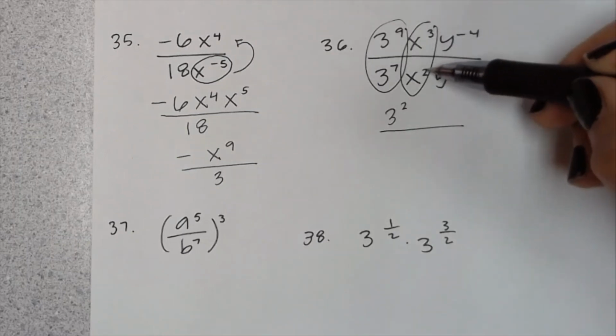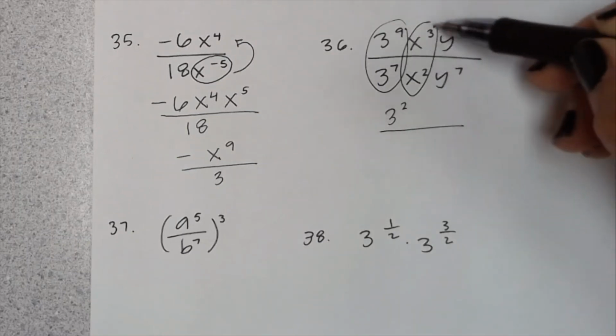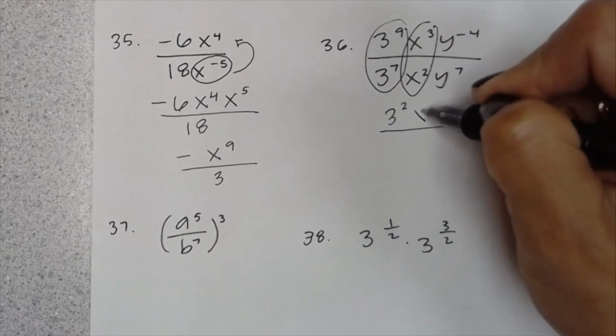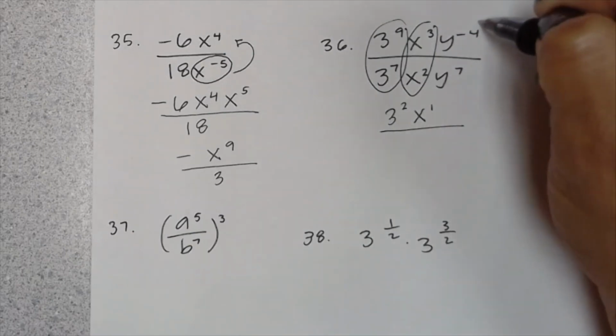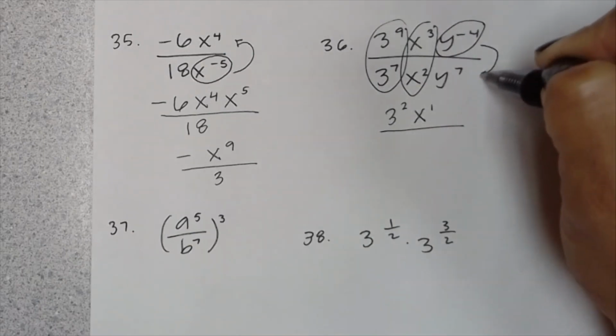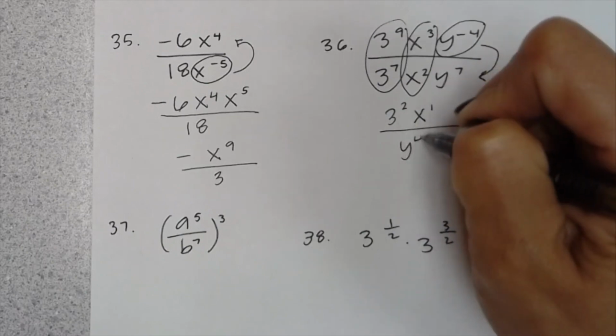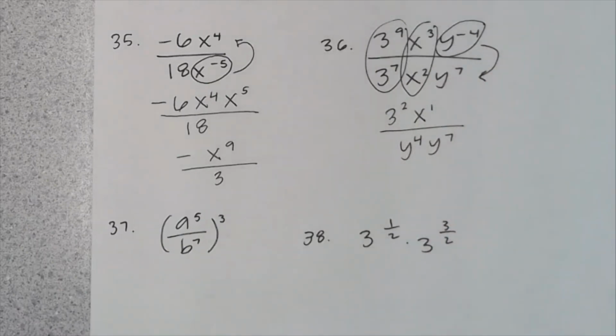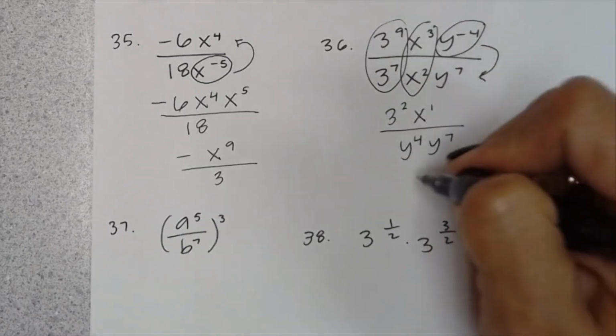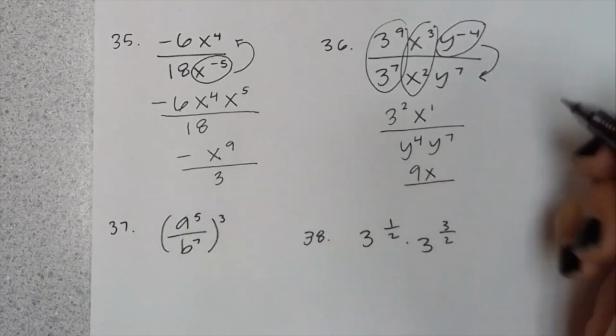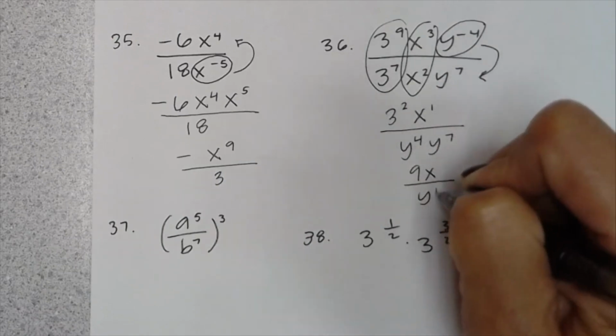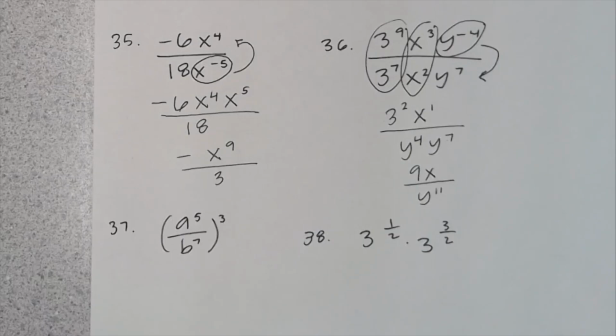For the x's, we're going to do a similar thing. You have 3 minus 2 is 1. Because originally there were more x's on top, you're going to leave x to the 1 on top. We're going to take this y and move it to the bottom. So you get y to the 4th and y to the 7th. And then we'll just clean this up. 3 squared is 9. X over, and then add those exponents to get y to the 11th.